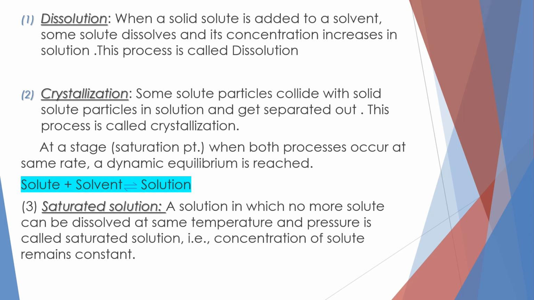At this stage, the saturation point is reached when both processes occur at the same rate. A dynamic equilibrium is reached, that is, solute plus solvent gives you solution. Now, what is a saturated solution? A solution in which no more solute can be dissolved at the same temperature and pressure is called a saturated solution. That is, the concentration of solute remains constant.